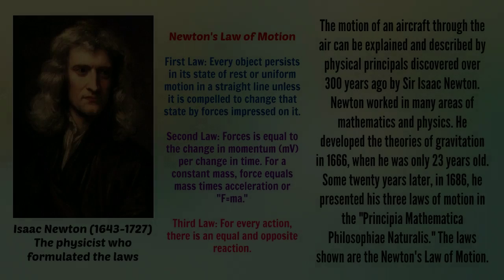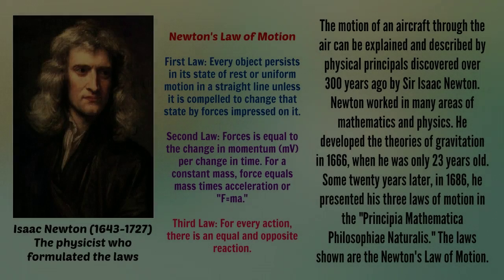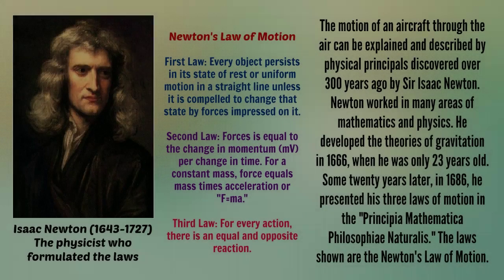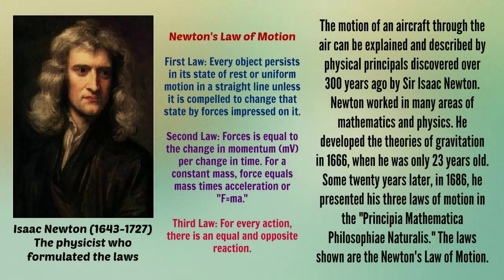The motion of an aircraft through the air can be explained and described by physical principles discovered over 300 years ago by Sir Isaac Newton. Newton worked in many areas of mathematics and physics. He developed the theories of gravitation in 1666 when he was only 23 years old. Some 20 years later, in 1686, he presented his three laws of motion in the Principia Mathematica Philosophiae Naturalis. The laws shown are Newton's laws of motion.